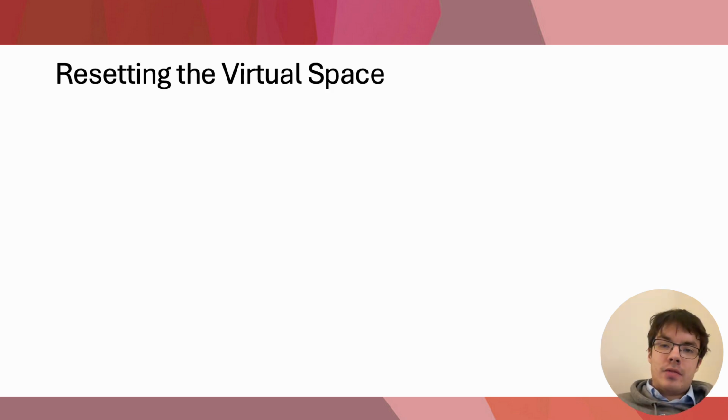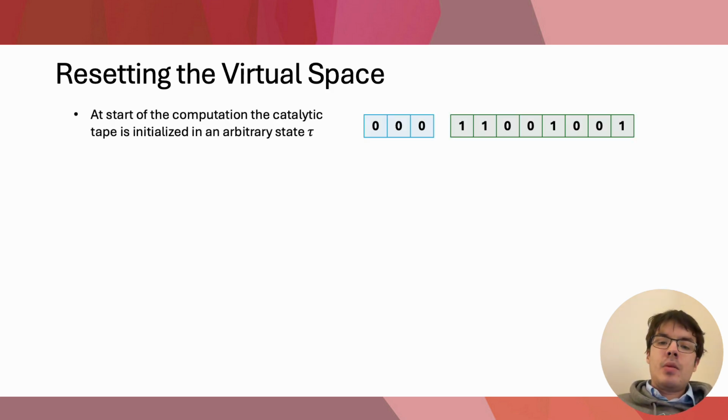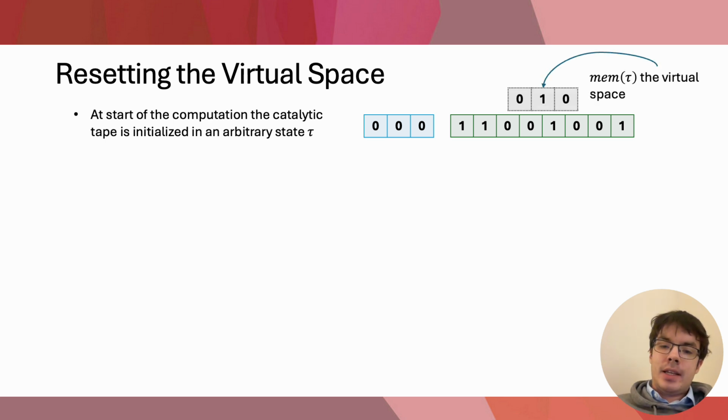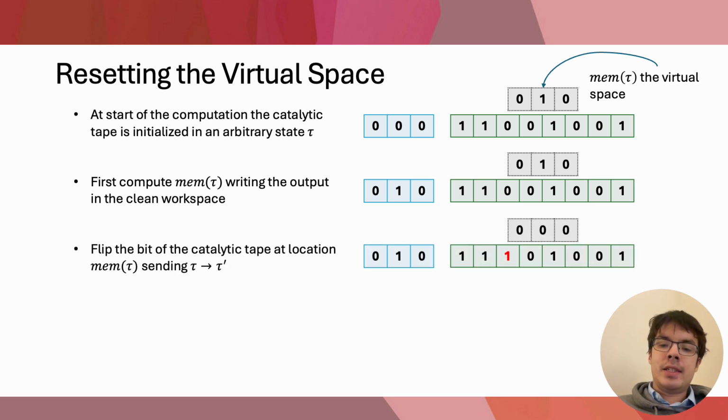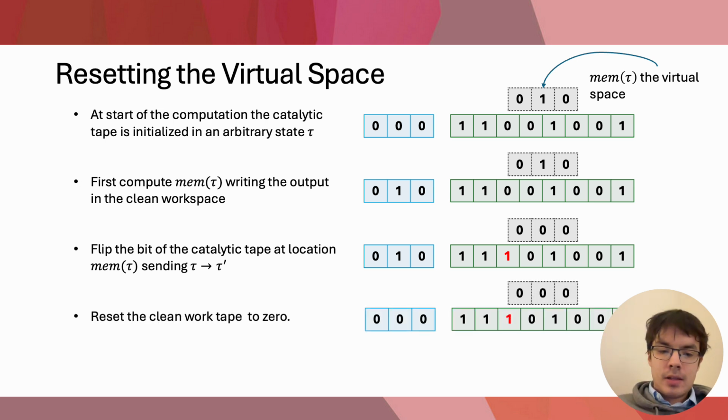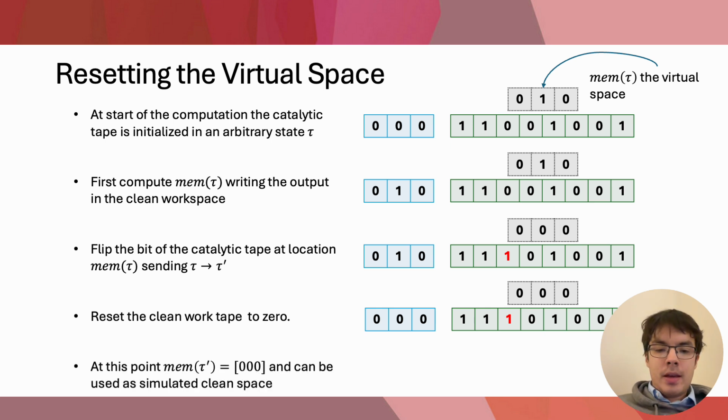So how do we reset the virtual space? We're given an arbitrary catalytic state and correspondingly an arbitrary virtual space state. Our first step is to compute mem of the catalytic state into the clean space. From there, we can identify the single bit flip that will reset the virtual state space to 0. Having done so, we clean up the clean space to 0, and now we are ready for the computation to proceed.